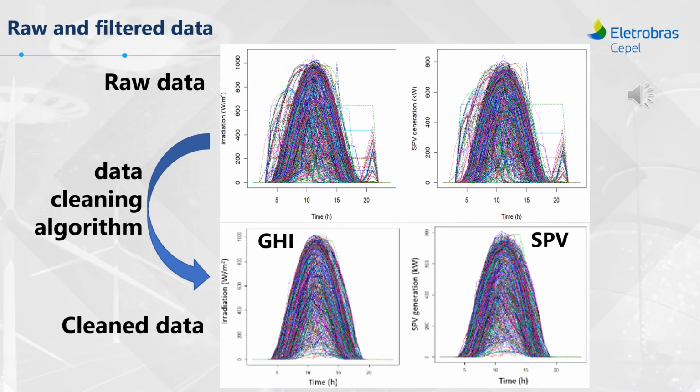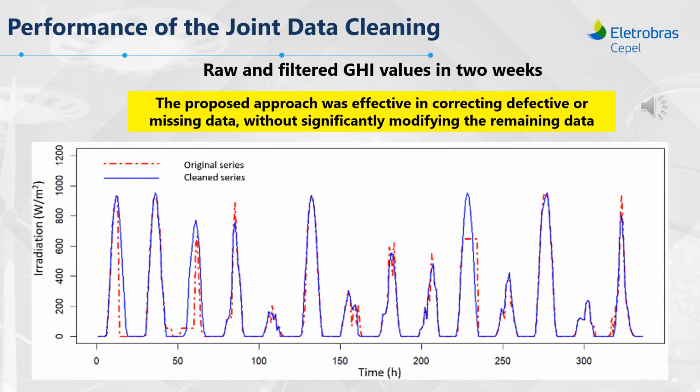This picture offers a first view of the result from the data treatment. Note that the gross errors have been eliminated in the clean data. This plot shows raw and filtered GHI hourly values in the 2 weeks analyzed. This figure provides a more detailed view of the effect of the algorithm for data treatment. Look at the raw data in red and cleaned data in blue. The proposed approach was effective in correcting defective or missing data, however, without significantly modifying the remaining data.